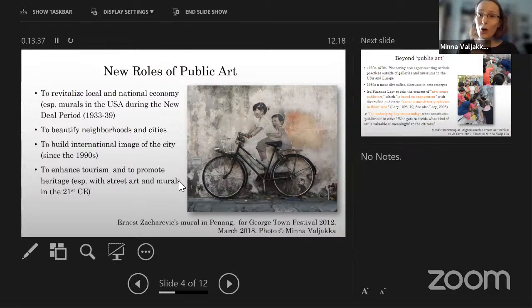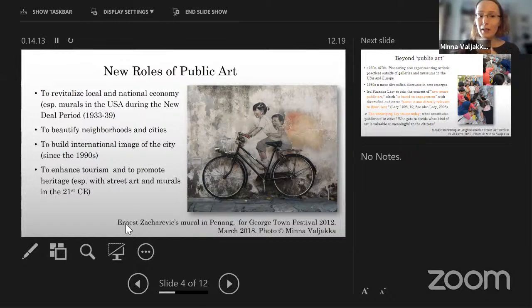So of course, this causes a lot of problems. Who can get to do the art and what kind of art do you have in your cities? And this trend from the 1990s is still growing and growing now in the 21st century. And this is ever more pertinent because now the cities also want to engage with enhancing the tourism and promoting different perspectives of heritage. And they have found street art a very useful and alluring way to do this.